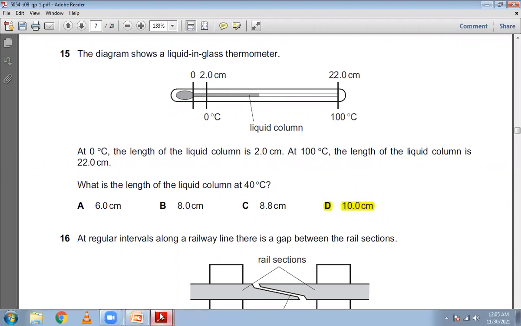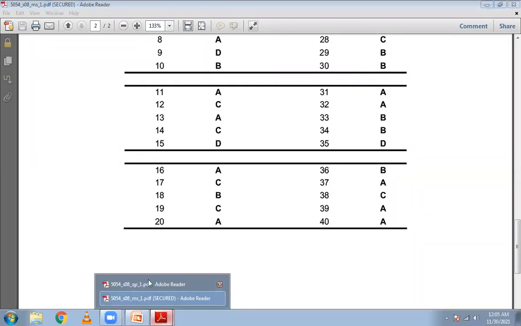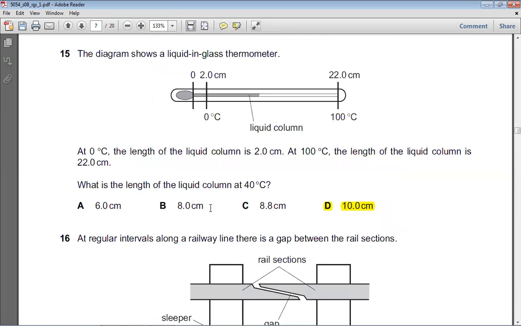So let's check. Question number 15. D is the right option. We have also taken the D option. Sorry, I was saying question number 14. That's question number 15, and its choice is D.